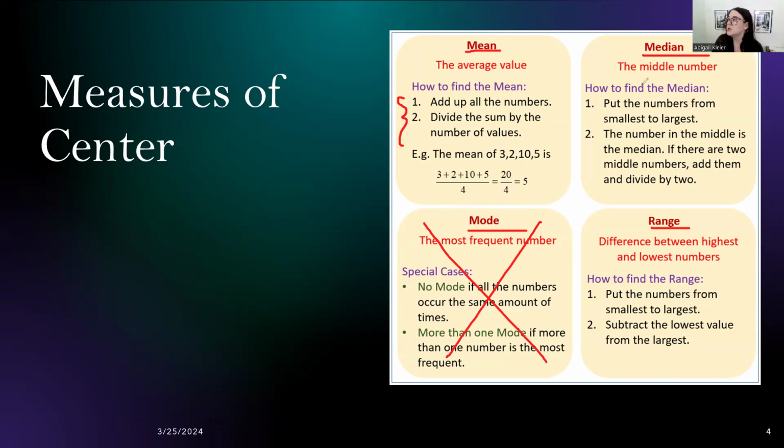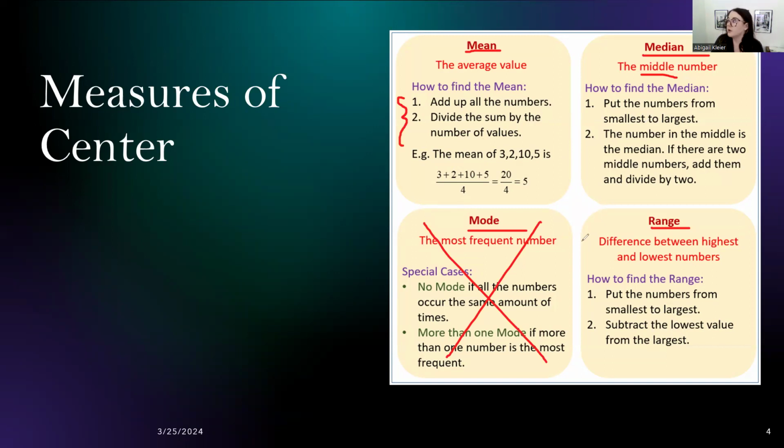Next is the median. Median is best described as the middle number of a data set. So in order to best find the median, you're going to put the numbers of your data set in order from smallest to largest. And then once they're in order from smallest to largest, you're going to locate the number that falls right in the middle. So again, median, the keyword there is going to be that middle number. So you can do that visually just by crossing off from the outside until you get closer into the middle.